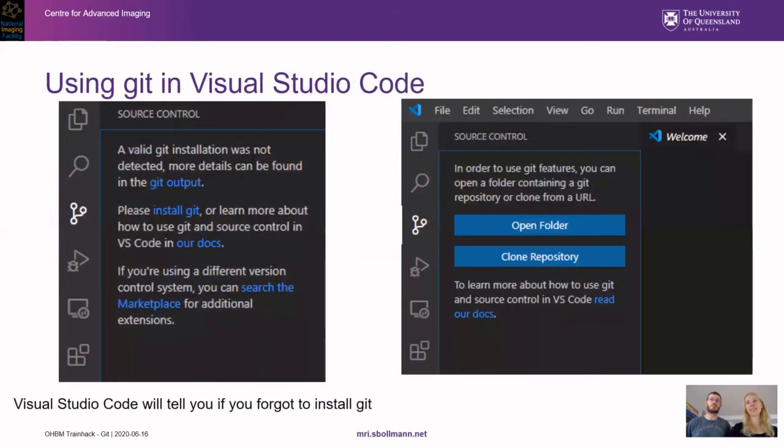Cool, so once you've installed Visual Studio Code, but you forgot to install Git, it will tell you to do so. And once you've done that, you're presented with 2 options. You can open a folder or clone a repository. And today we want to clone a repository. So do you know why they called it cloning a repository?